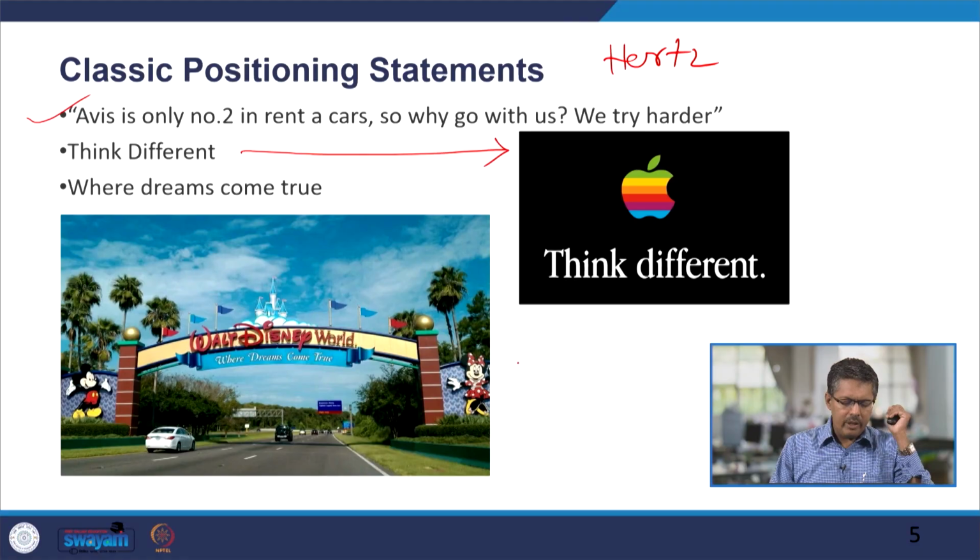The third is one which I liked and brought here: where dreams come true. Now, when you see this, obviously this is Walt Disney World. If I say Disney, you can remember Mickey Mouse, Donald Duck and all these characters. The most popular, obviously, is Mickey. So, where dreams come true.